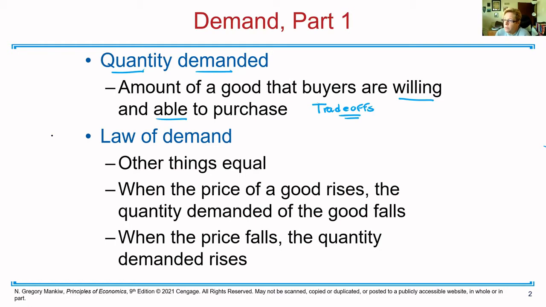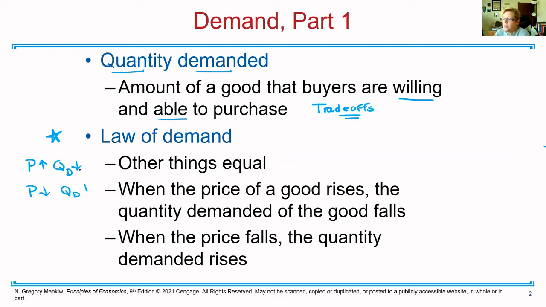Now, our first really important aspect here is called the law of demand. The law of demand says that there is an inverse relationship, or negative correlation, between price and quantity. What does that mean? It means as the price increases, less people perhaps are able or become unwilling, so the quantity demanded decreases. Okay? If the price decreases, the quantity demanded increases.